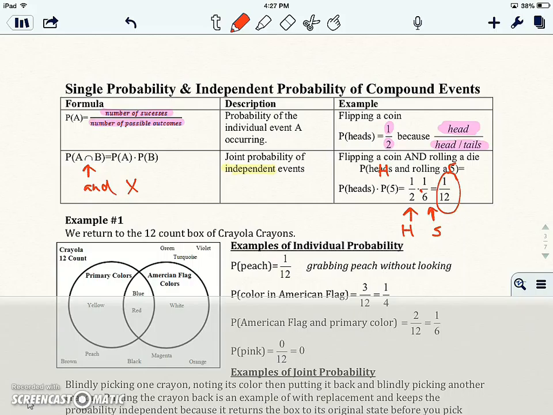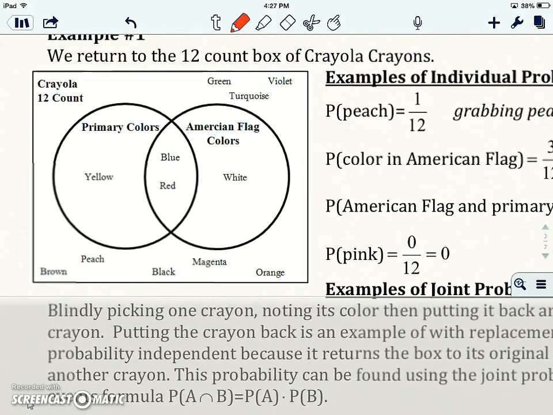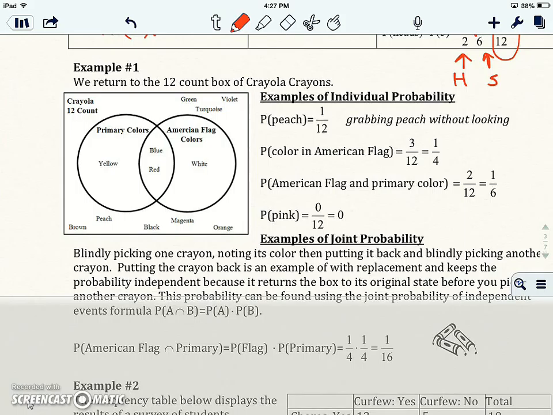Let's look at an example. Just like we did with set theory and logic, we can make a Venn diagram. In this case, we have a box of 12 count Crayola crayons. In there we have yellow, blue, red, white, green, violet, turquoise, brown, peach, black, magenta, and orange. We want to find the probability of reaching in without looking, because it has to be random, and managing to grab a peach. Well, there is only one peach crayon out of 12, so that's very easy.